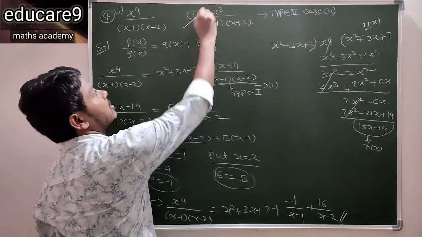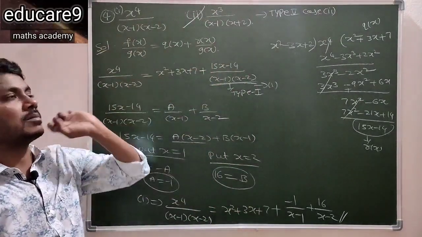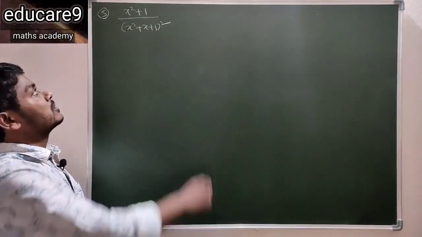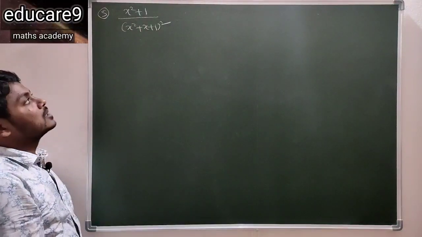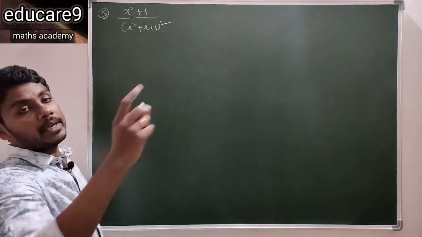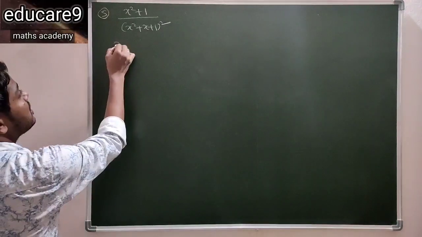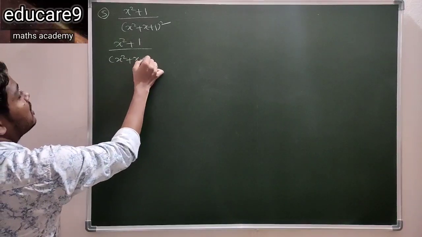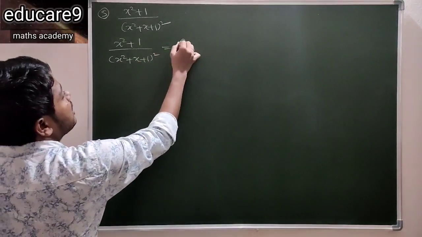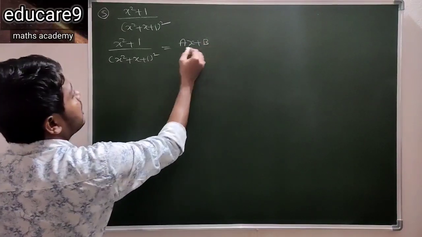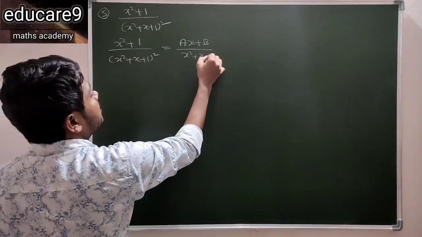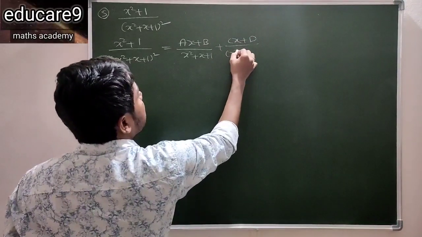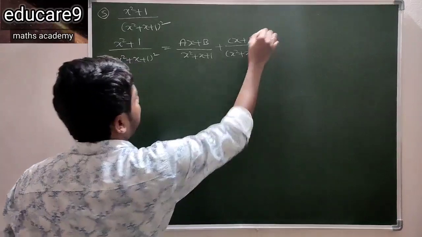So try to solve second question. So this is same as first question and this is also type 5 case 2. So here next one, x square plus 1 by x square plus x plus 1 whole square. So clearly this is irreducible and repeated polynomial. So here in that case x square plus 1 by x square plus x plus 1 whole square can be written as ax plus b by x square plus x plus 1 plus cx plus d by x square plus x plus 1 whole square.